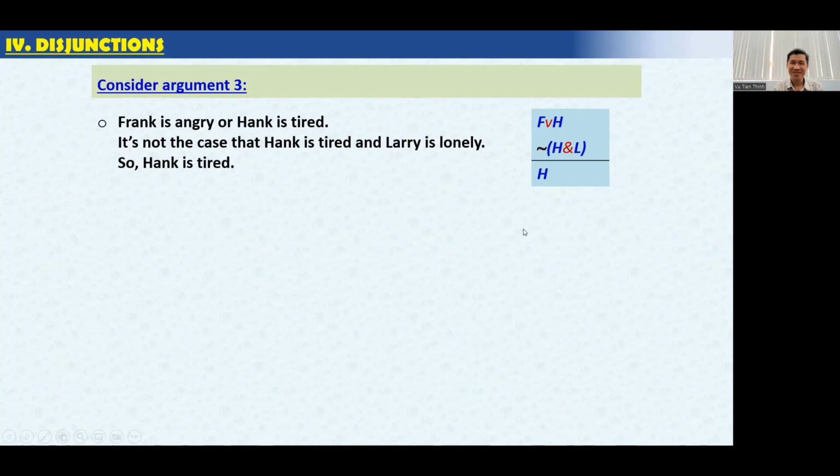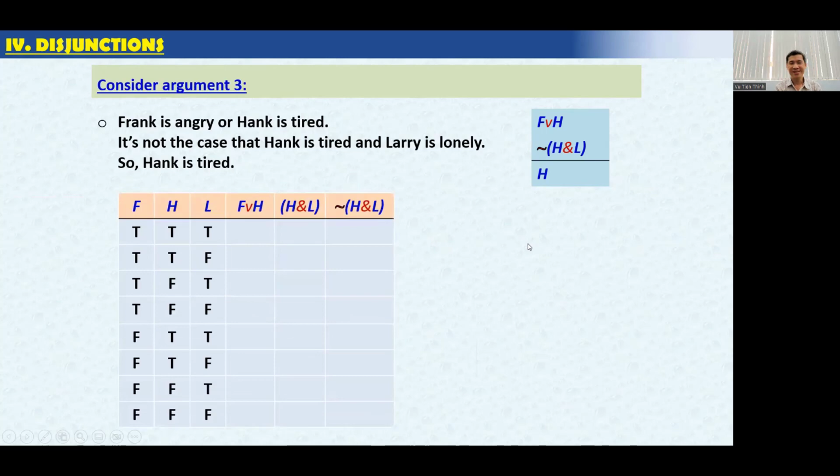How many? We need a column for F, H, L, right? We need F or H. We need H and L, and then not the case H and L. Now we have 3 variables, then there should be 8 lines.